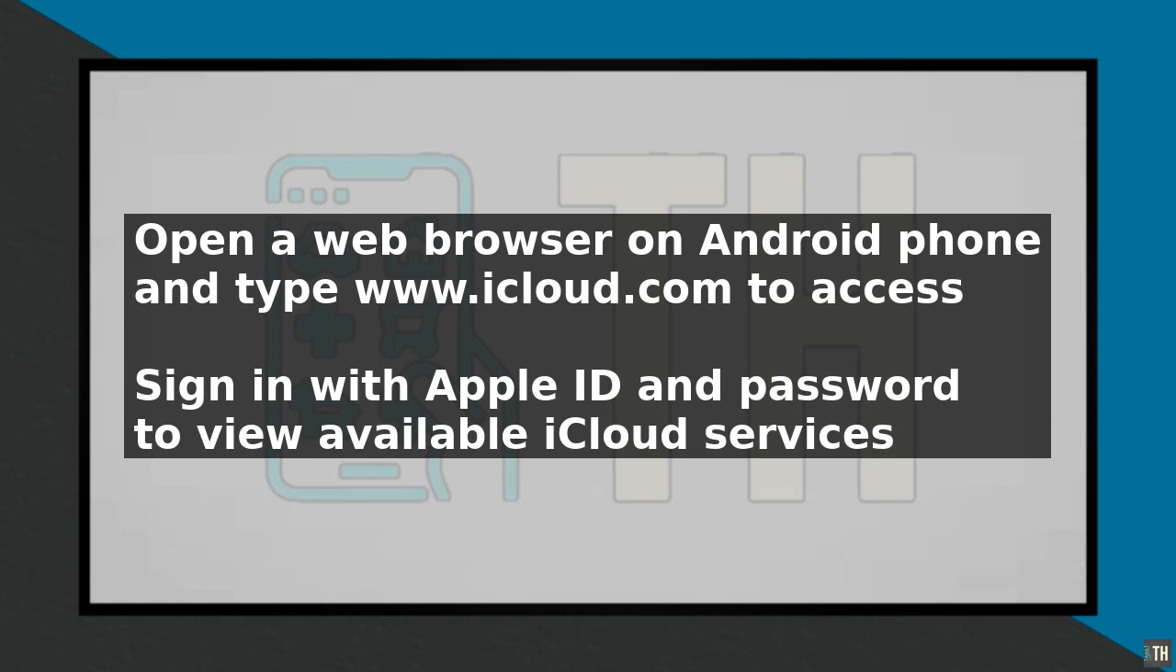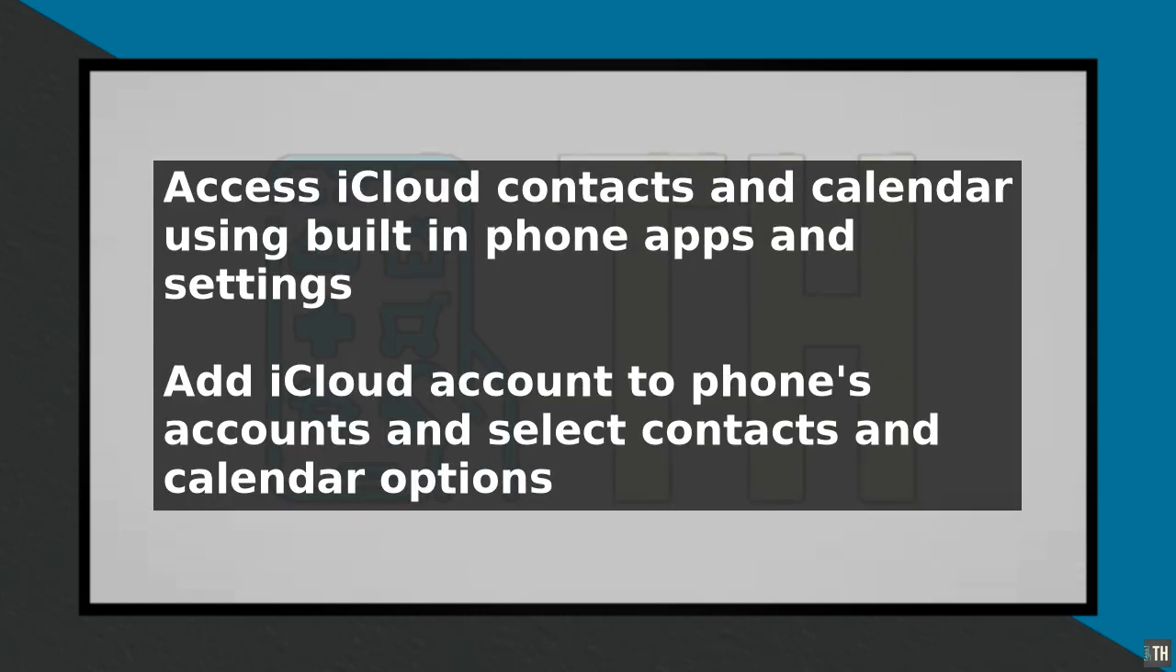To access your iCloud contacts and calendar on your Android phone, you can use the built-in Contacts and Calendar apps. To do this, go to your phone's settings and select Accounts. Then, select Add Account and choose iCloud from the list of available accounts. Enter your Apple ID and password, and select the Contacts and Calendar options.